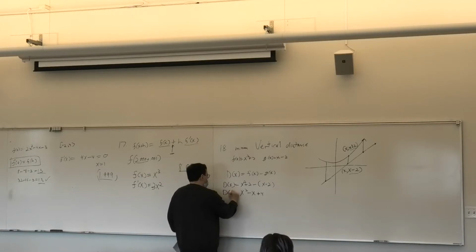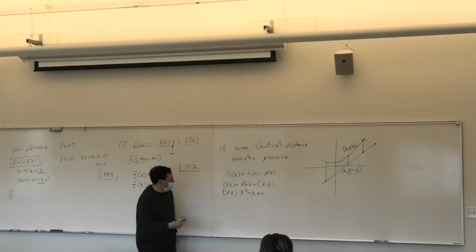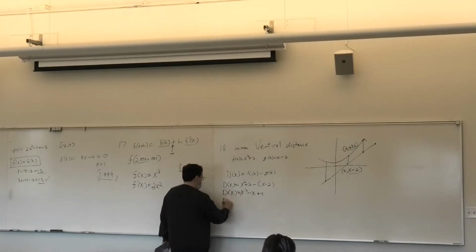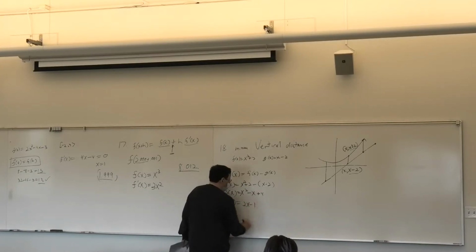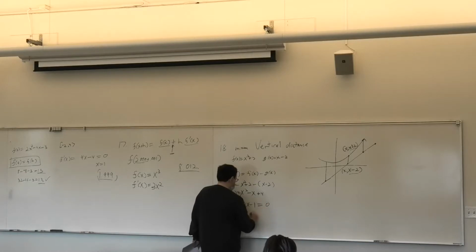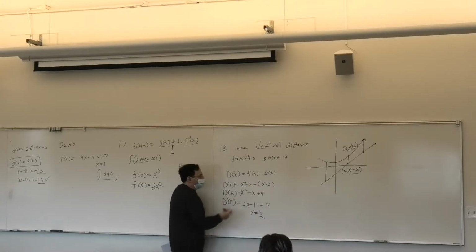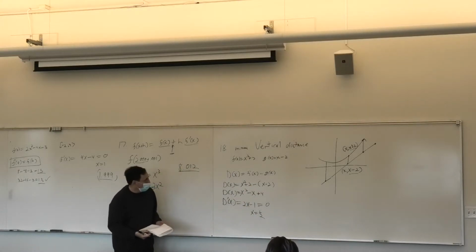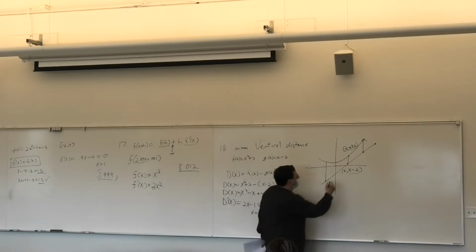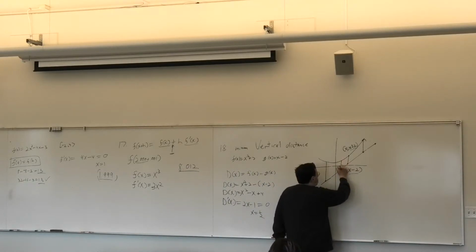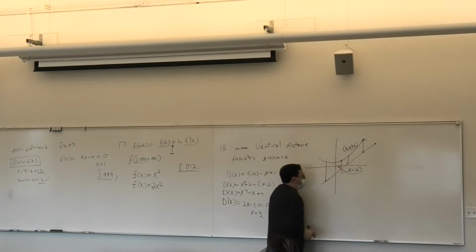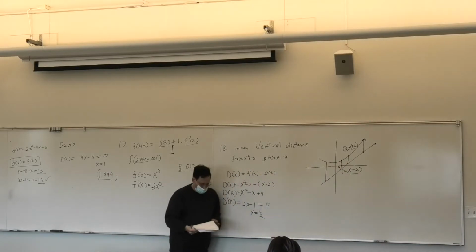And then I do what I do for all minimum problems. I find the derivative, and I set it to 0. And I get x equals half. Now I just have to plug this in here to find out what that minimum distance is. So at x equal 1/2, minimize that distance.